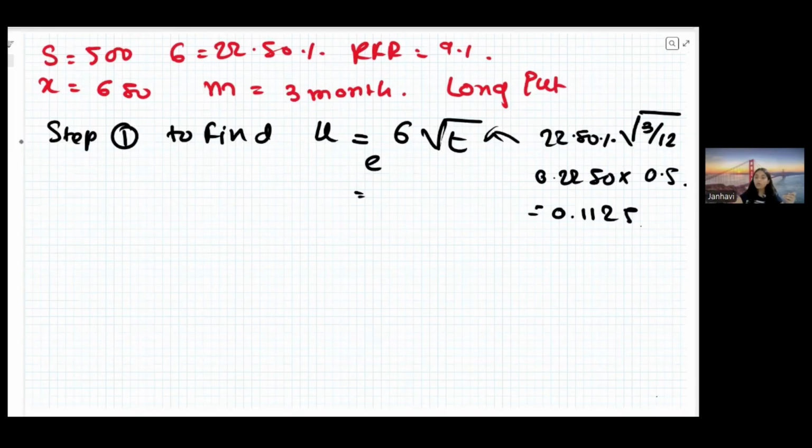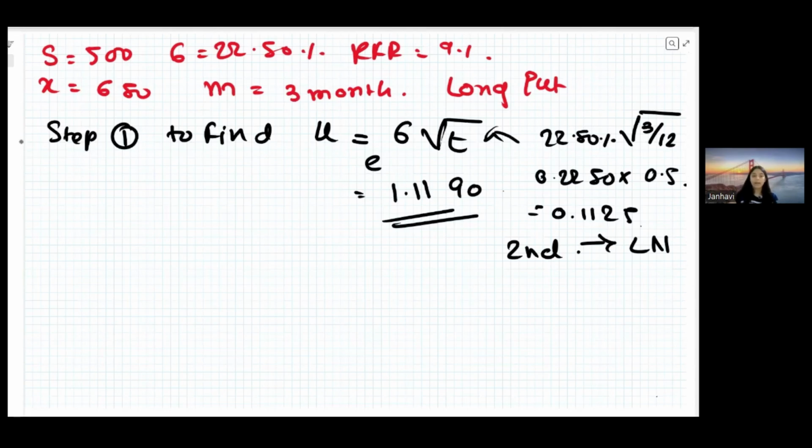0.1125. Now keep this on your calculator. Press the second button, it is here. Then press the LN button. It is LN. And you will get your uptick, and that is 1.1190. This is your uptick.